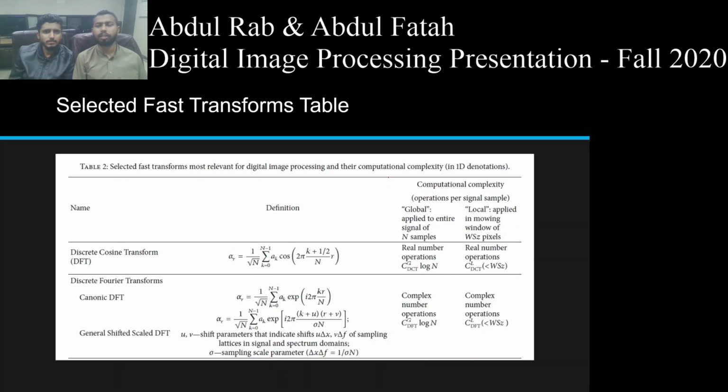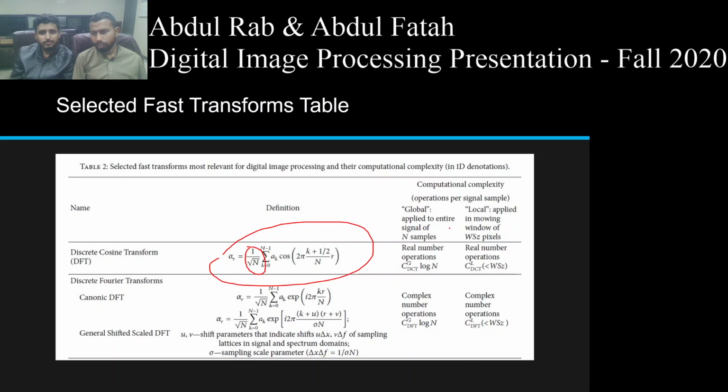digital image processing and their computational complexity in one-dimensional denotations. Now in the name column we will have the following transforms, that is the discrete cosine transform, and as we discussed earlier, it does not have both terms. In the discrete Fourier transform we have both terms, cosine and sine, but in the cosine transform we will have only the cosine term. And this is how we use summation, and there is also amplitude in the transform. And here we see the computational complexity.